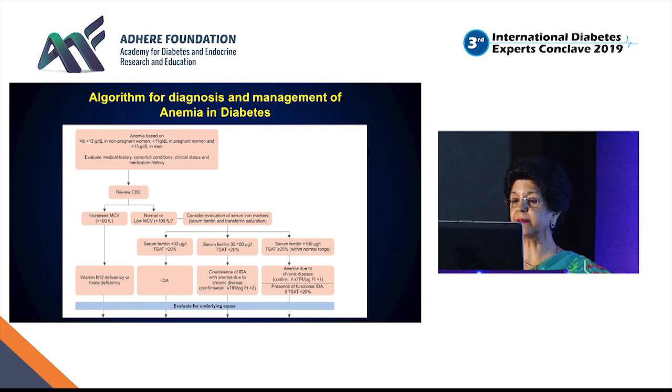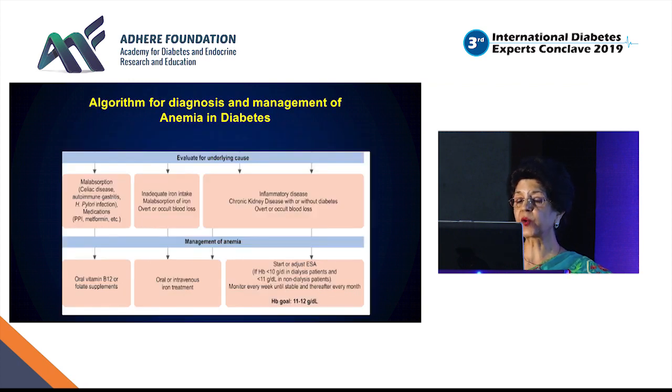Similarly, for iron deficiency, if there's coexisting iron deficiency with anemia due to chronic disease, then we have to look at the TSAT log scale. If the serum ferritin is more than 100 and the saturation is more than or equal to 20, then we think of anemia of chronic disease. Then we evaluate the underlying cause, whether it's malabsorption, celiac disease, inadequate iron intake, or look at inflammatory disease, CKD with or without diabetes. And the management will be according to the deficiency, or we will start an erythropoietin stimulating agent.